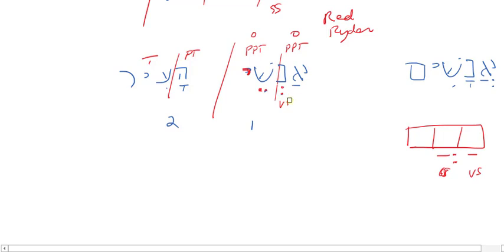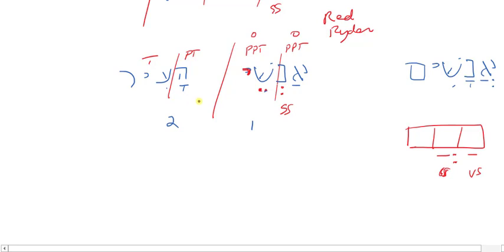But my shava can't be vocal anymore, can it? Because I've got a short vowel to the right. When you look to the right of a shava and you see a short vowel, the shava has to be silent. So this is how I say the men of in the construct state. It's Anshe. Anshe Ha'ir. Anshe Ha'ir, the men of the city.